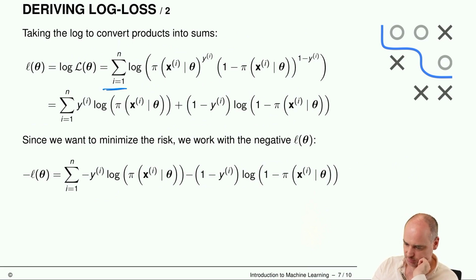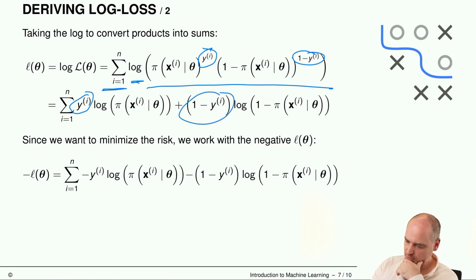So our product becomes a sum, and then the log, for now, I just pushed this inside of the sum. What happens now with this longer term here? We have our exponents, they move in front of the log, and our product here is simply turned into a sum. So we have label times log of pi plus 1 minus y, the counter label, the opposite label, times log of the counter probability.